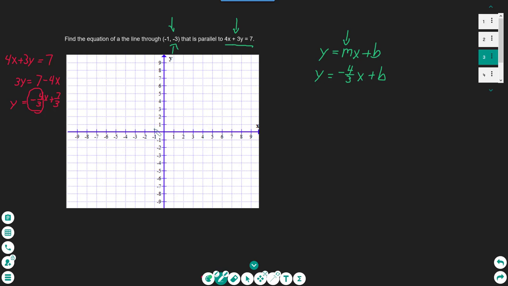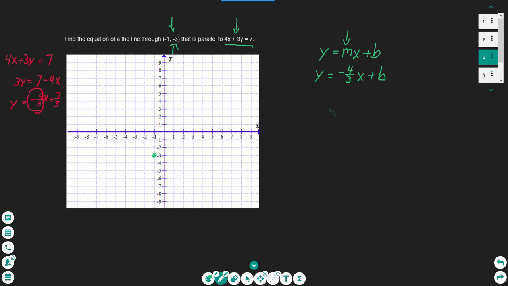And the b, just for the fun of it, we'll graph it over here. -1, -3 is going to be right here. So we know our line has to pass through this point. It's actually going to be going downhill because it has a negative slope. So it'll be something like this, right? Go in this direction. And it's got to pass through this point. So we can take the coordinates of that point and plug it in for our y and x.